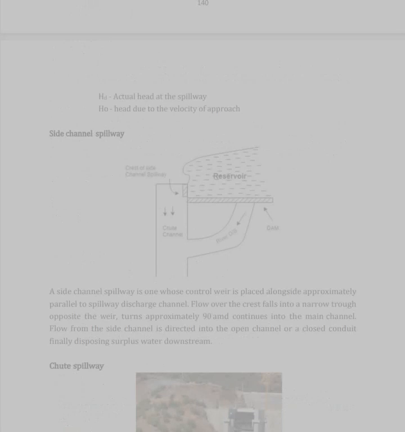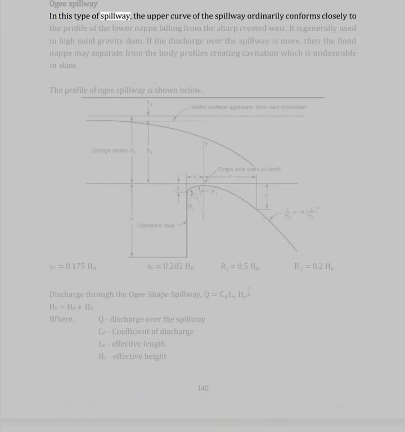OG spillway. In this type of spillway, the upper curve of the spillway ordinarily conforms closely to the profile of the lower nappe falling from the sharp-crested weir. It is generally used in high solid gravity dams. If the discharge over the spillway is more, then the flood nappe may separate from the body profile, creating cavitation, which is undesirable in a dam. The profile of the OG spillway is shown below.